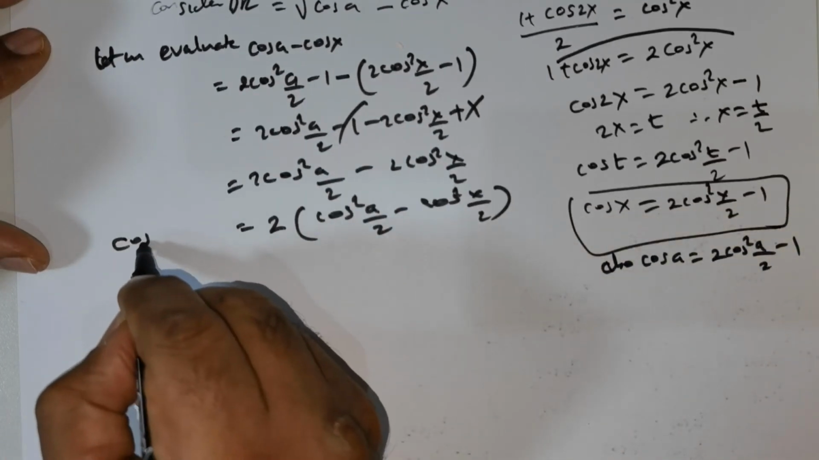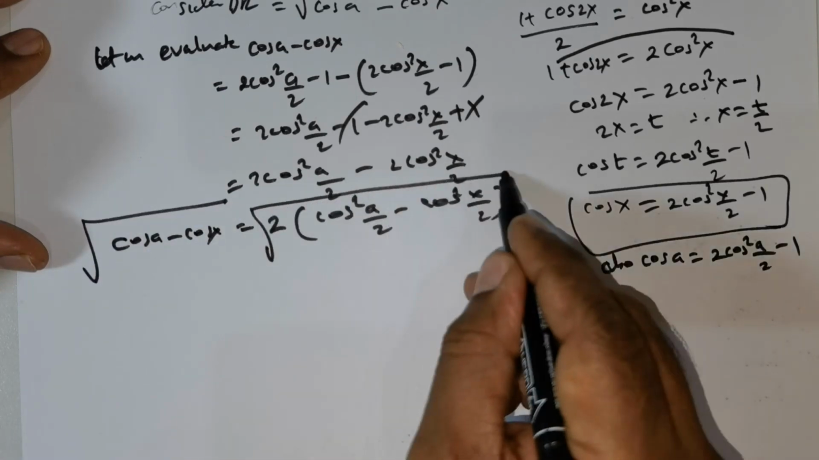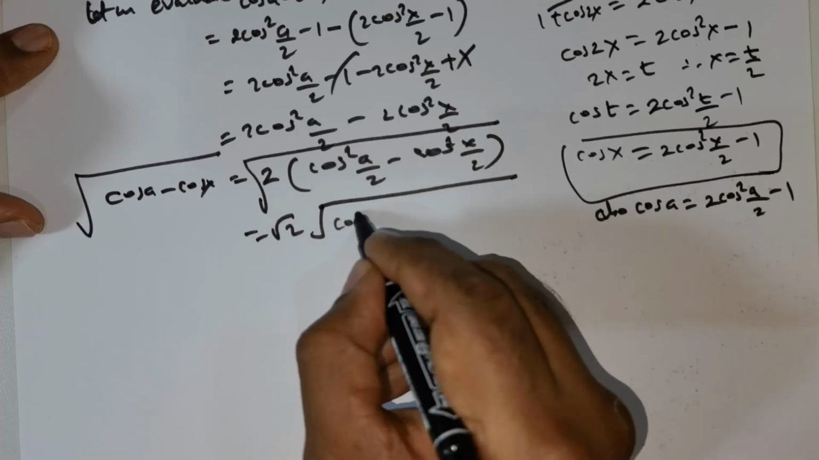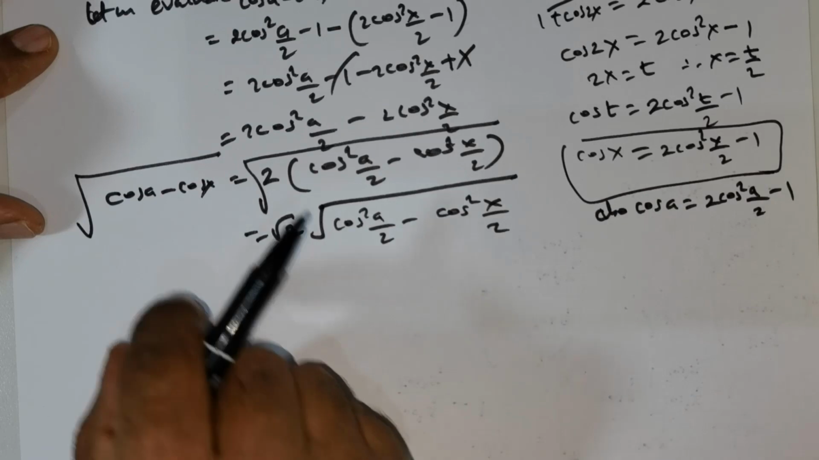Now this is nothing but cos a - cos x. So therefore, if I were to take the square root, this is going to give me root 2 times the square root of cos squared (a/2) - cos squared (x/2). This is what we've got for the denominator.